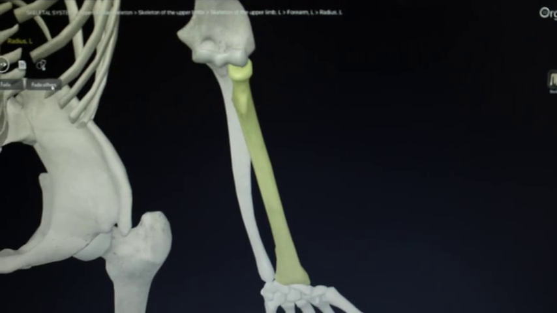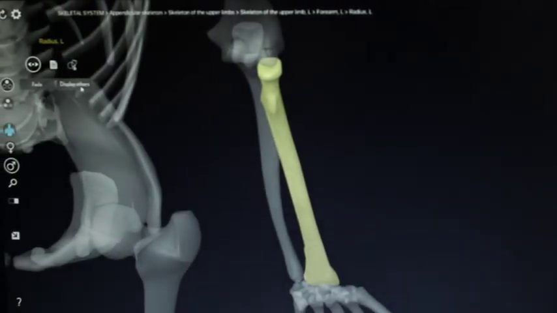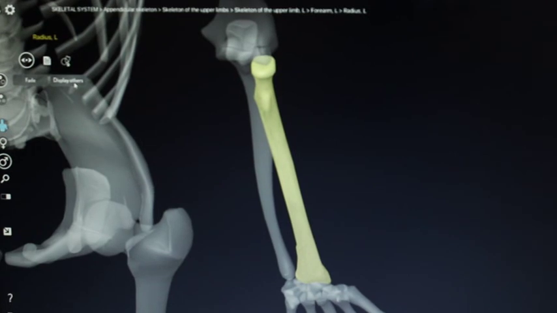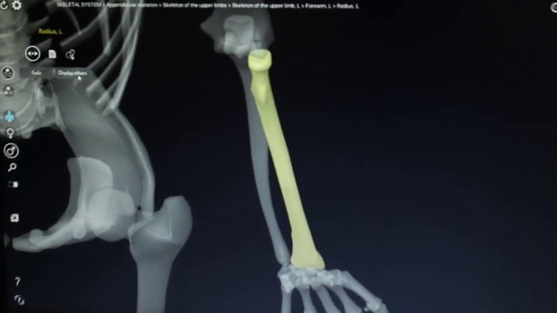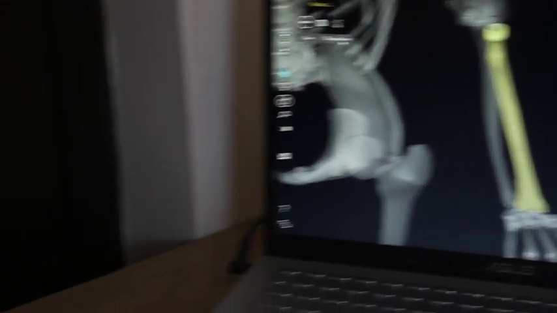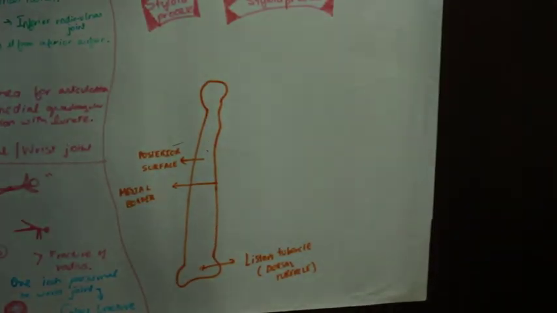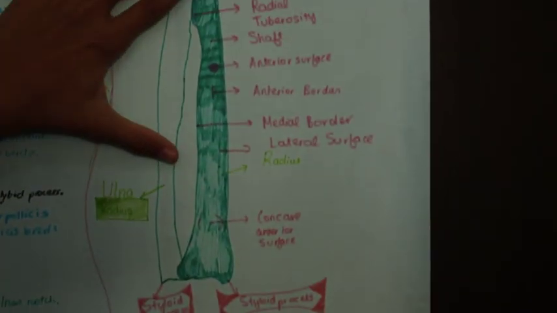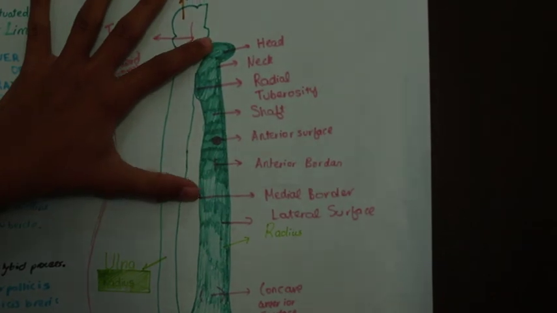Yeah. So now we are going to study some other perspectives of the bone radius. And this is a map of the bone radius. This is the bone ulna. This is the bone radius. So the radius bone actually starts from its head, its circumference, and ends at its styloid process.